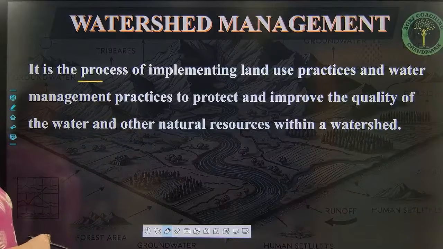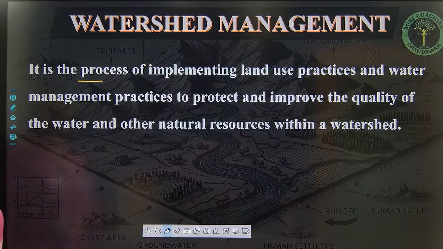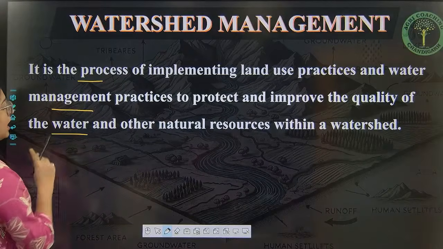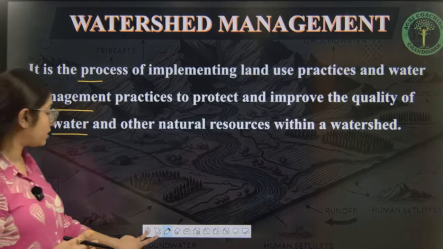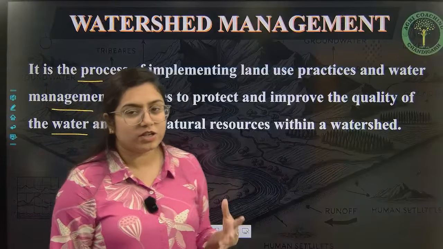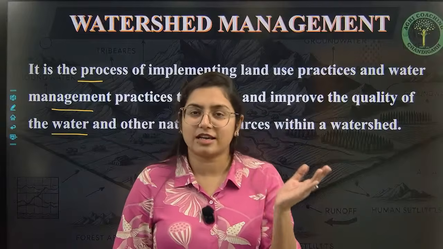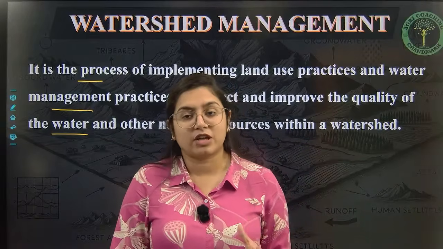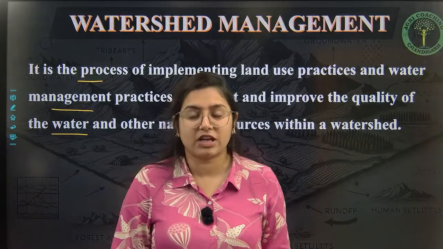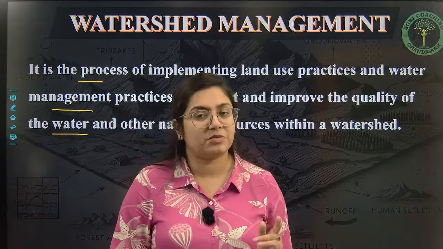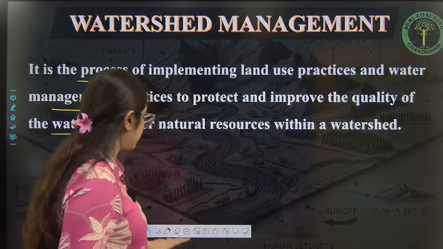It is the process of implementing land use practices and water management practices to protect and improve the quality of the water and other natural resources within a watershed. Definitely, when we are talking about watershed, the main focus area is water. We have to keep the water neat and clean, save the water, and conserve the water. These are the primary aims under watershed management.